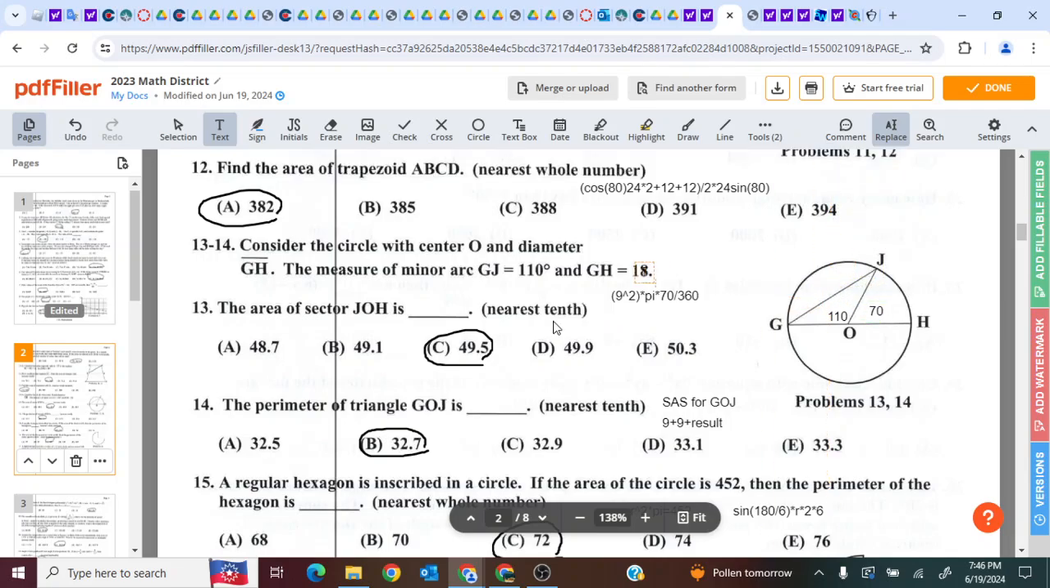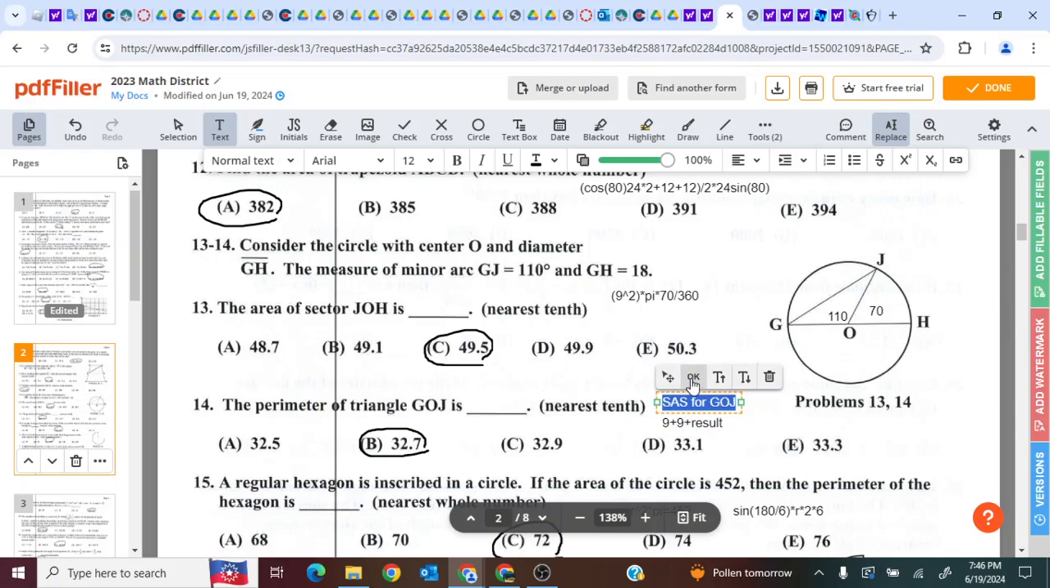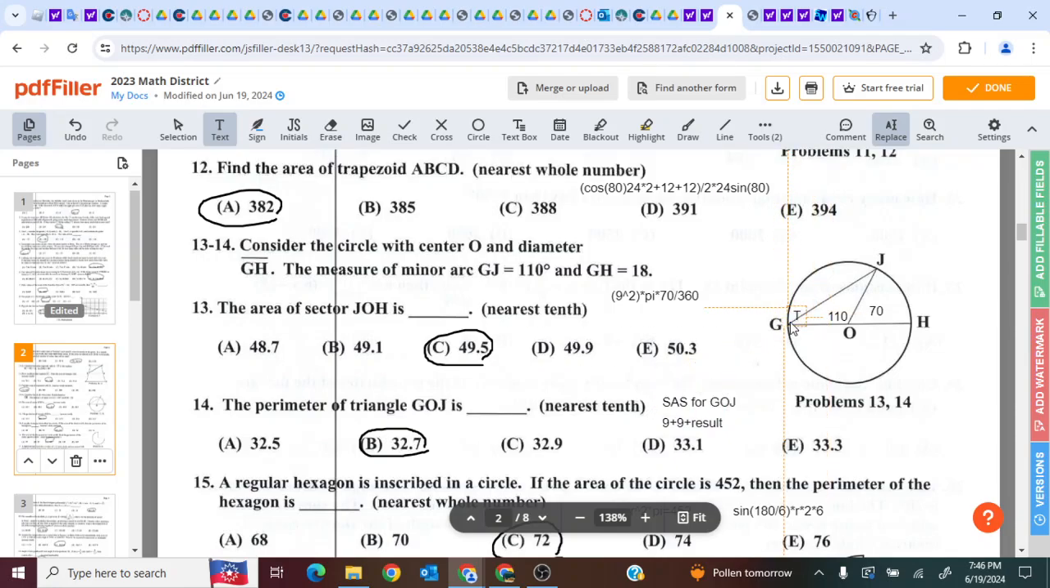The perimeter of GOJ is what? Well, we know GO, we know OJ, and we have this angle, so we can use our SAS program. Then you have to figure out the length of GJ: go to triangle and then SAS, and then input 110 degrees and 9. Figure out this side right here, and then add the two sides that are 9 to get 32.7.